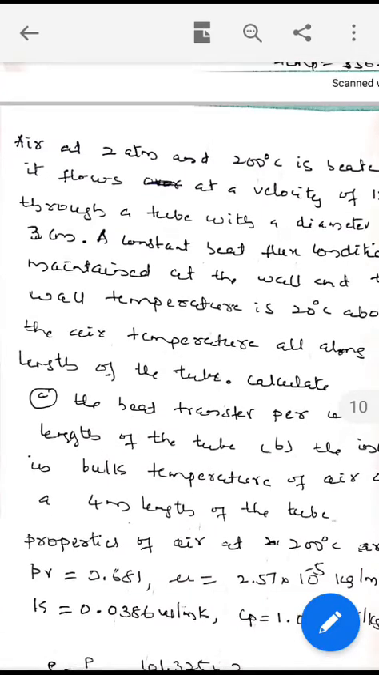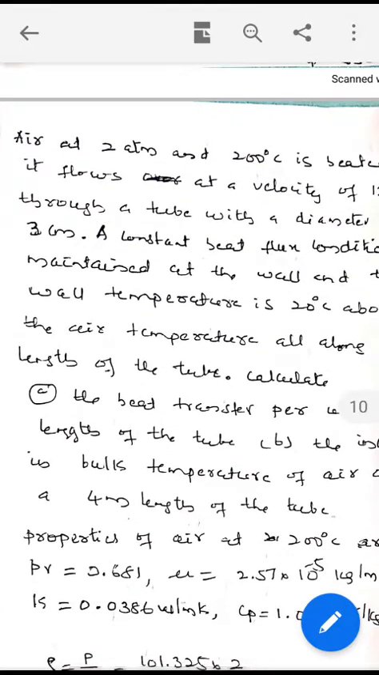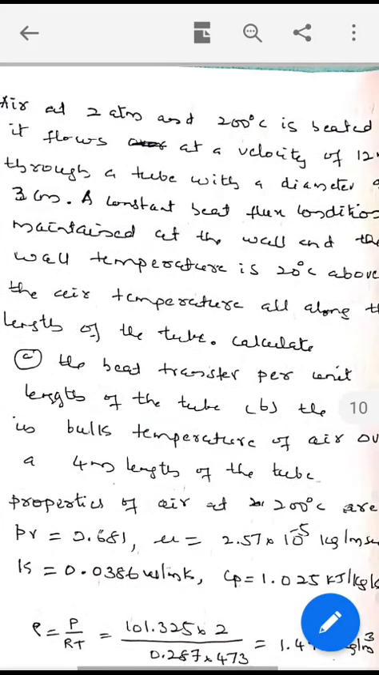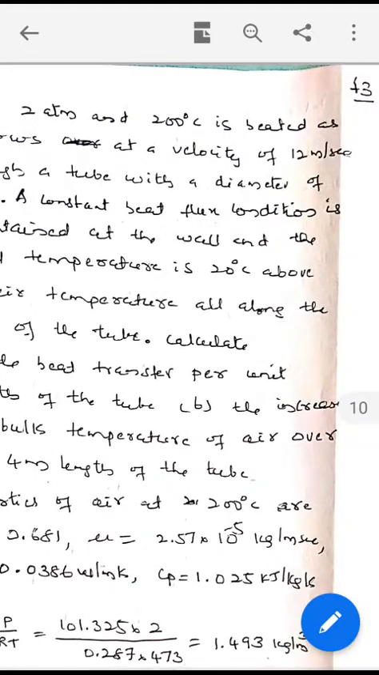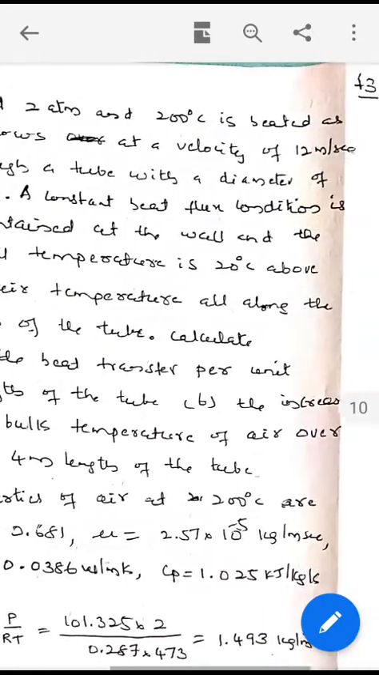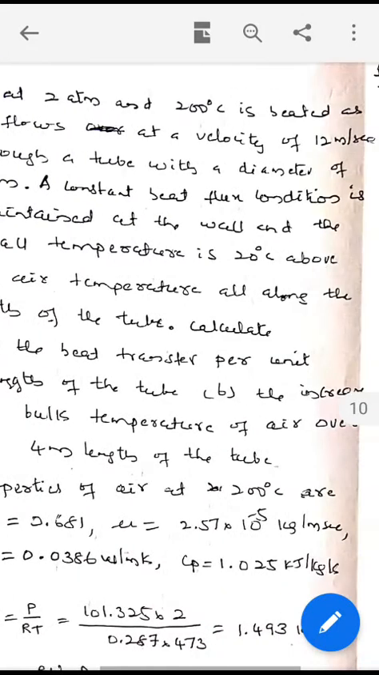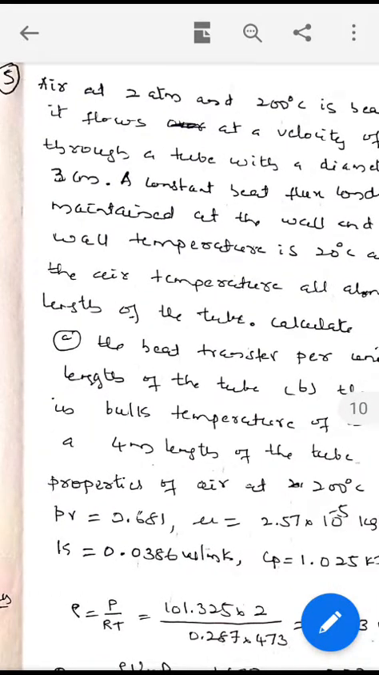Good morning, students. Now we shall continue with the problems on flow through pipes. Problem number 5. Air at 2 atmosphere and 200 degree centigrade is heated as it flows at a velocity of 12 meter per second through a tube with a diameter of 3 centimeter.